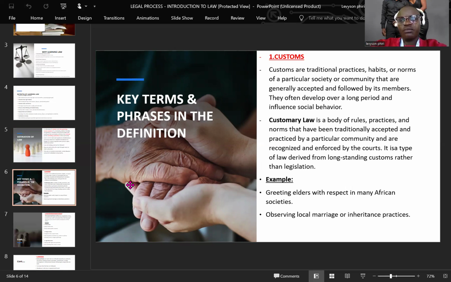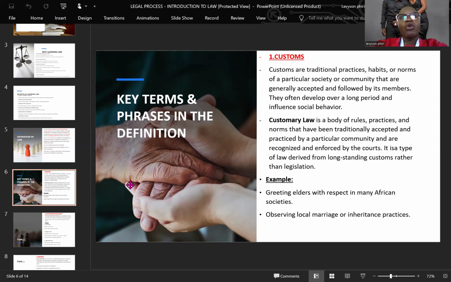So customs are traditional practices, habits or norms of a particular society or community that are generally accepted and followed by its members. They often developed over a long period and influenced social behavior. Those are customs. Why are we saying these are traditional practices?